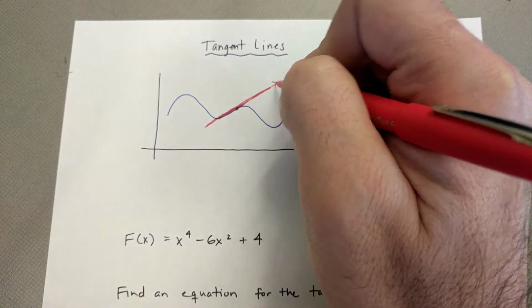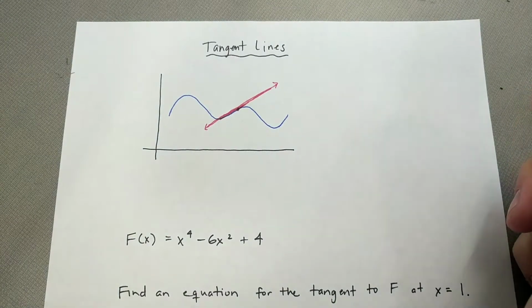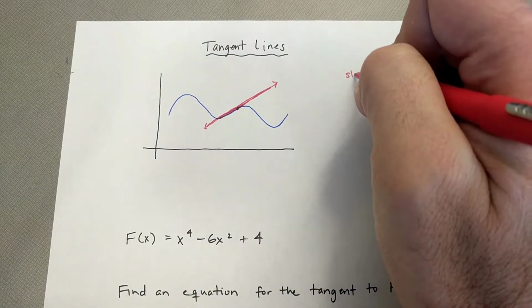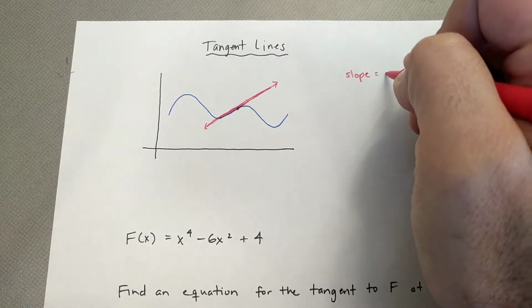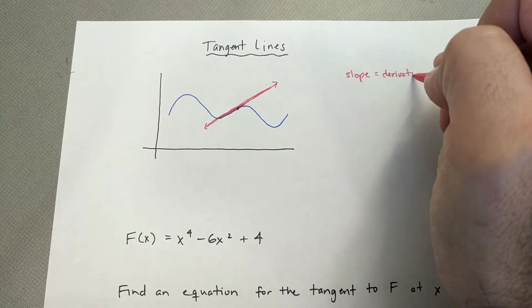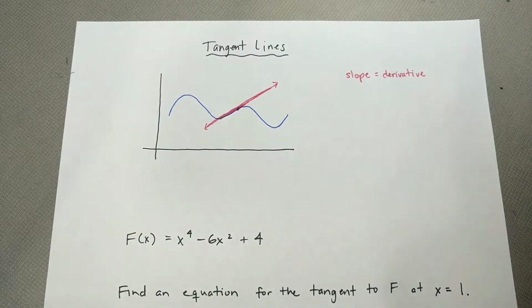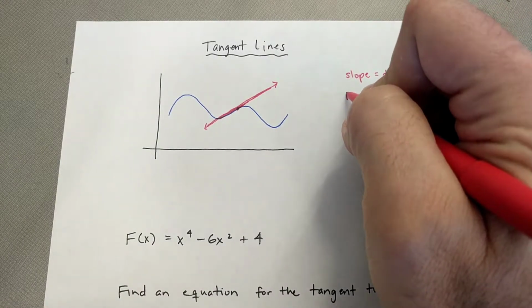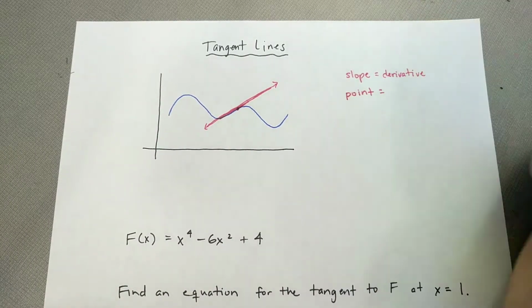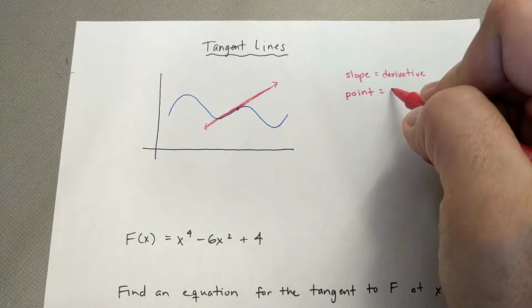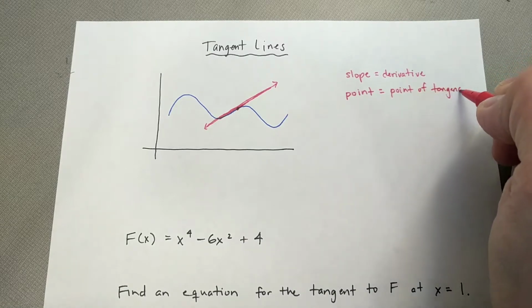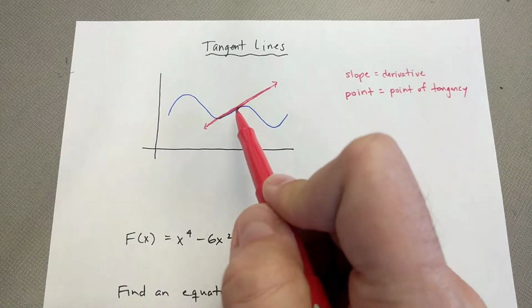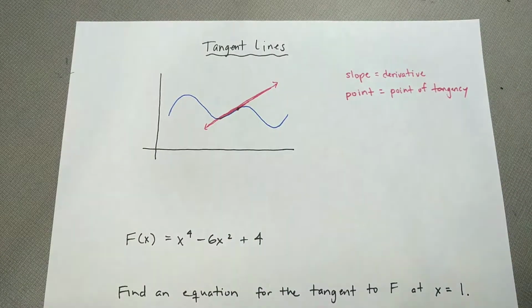And so to write the equation of the tangent line, well, we need to know two things. We need to know what is the slope of the tangent line. Well, that's exactly what we use derivatives for. So the slope of the tangent line will be the derivative. And then we need to know a point as well. And that's good because that is the point of tangency, basically where the curve and the tangent line intersect. We'll know that point as well.